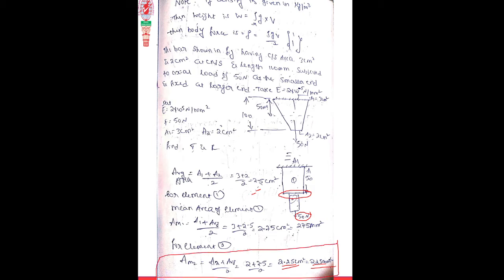Understood? Instead of the width, they gave an area, and that area we need to consider. That's all. Understood? Yes, sir. Is it over?